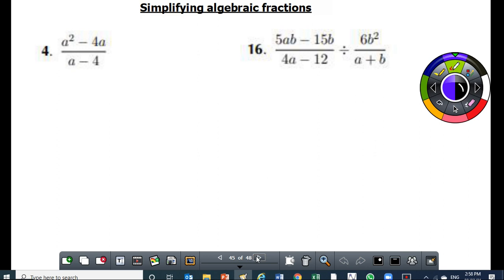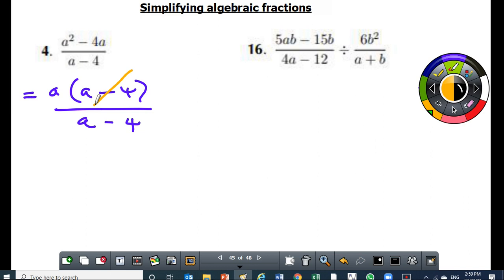So let's start with this. Number 4: if you want to simplify that, you have to look at your numerator and your denominator and make a decision whether you can factorize or not. So the numerator of this problem can be factorized by a common factor. That will be a times a minus 4 all over a minus 4. So I factorized by a common factor, which is the first factorization technique.